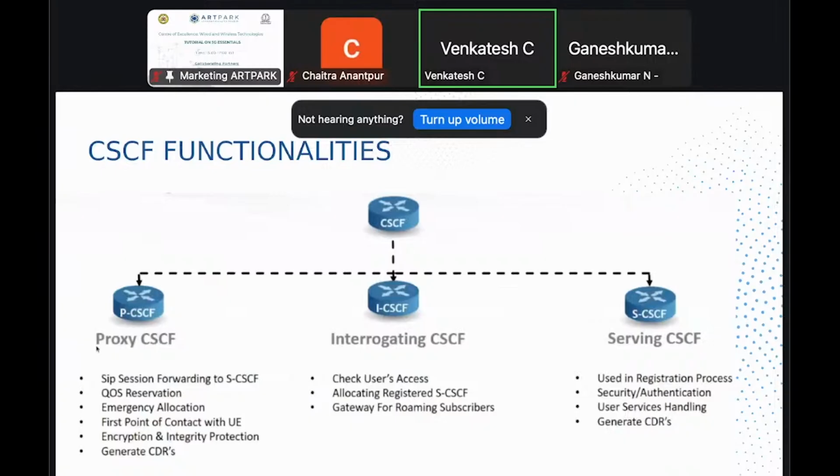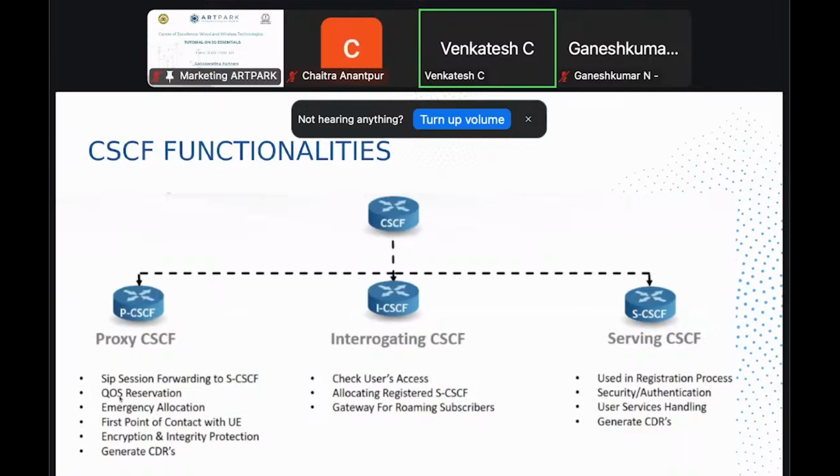Now let's start with PCSCF, that means the Proxy Call Session Control Function. It is the first network element a user interacts with when accessing the IMS services. It acts as a SIP proxy and enforces the security and QoS policies. Some of the key functions of the PCSCF are SIP session forwarding to the SCSCF. It routes the SIP message to the appropriate SCSCF.